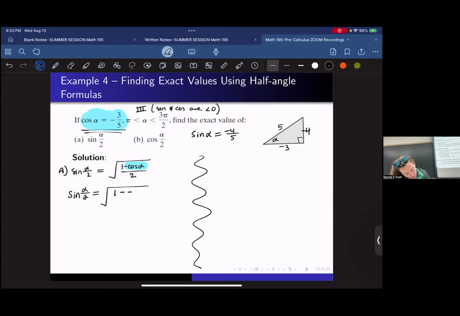One minus negative 3/5 all over 2. 1 as a fraction with denominator of 5 is 5 over 5. So then we get 5 plus 3 all over 5. 2 as a fraction is 2 over 1. So we get 8 over 5 divided by 2 over 1. And if we keep, change, flip this, we get 8 over 10.